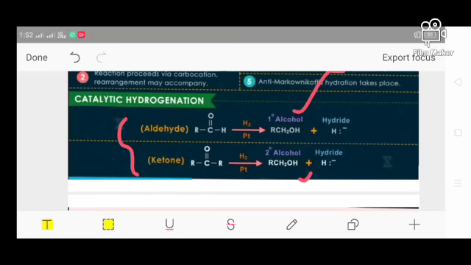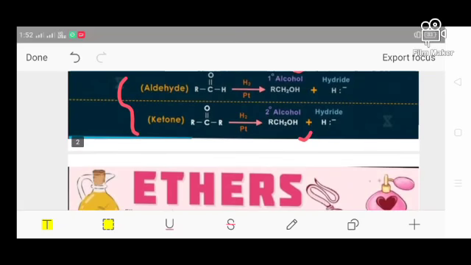The aldehyde, when it is treated with platinum, which is a catalyst, undergoes the reduction and forms the primary alcohol. And when the ketone undergoes the reduction, it forms the secondary alcohol. This is the general difference between the aldehyde and ketone reaction. Hope you will understand.